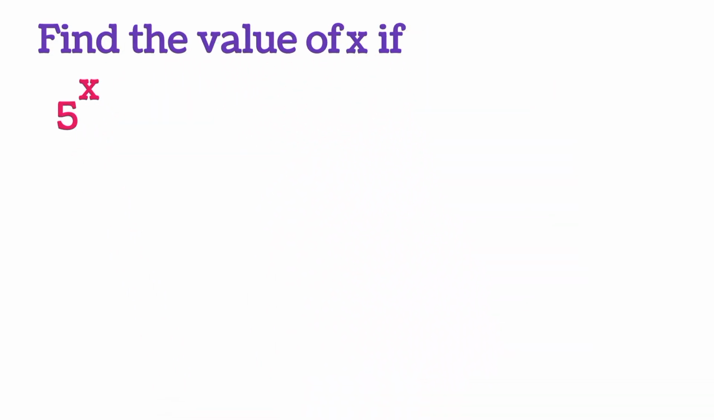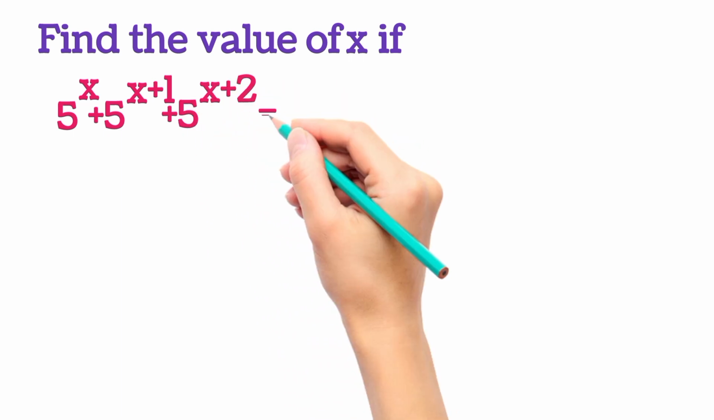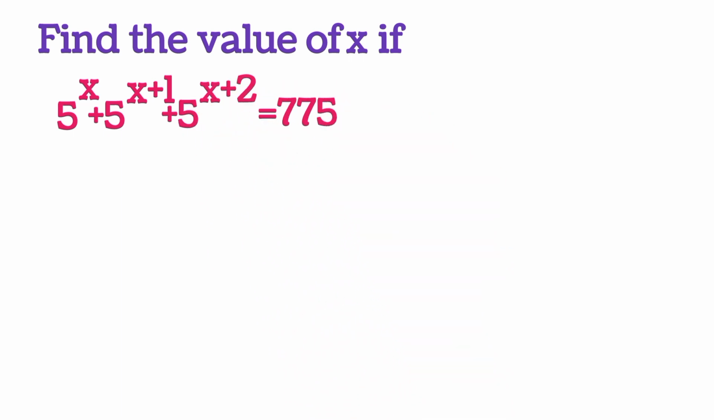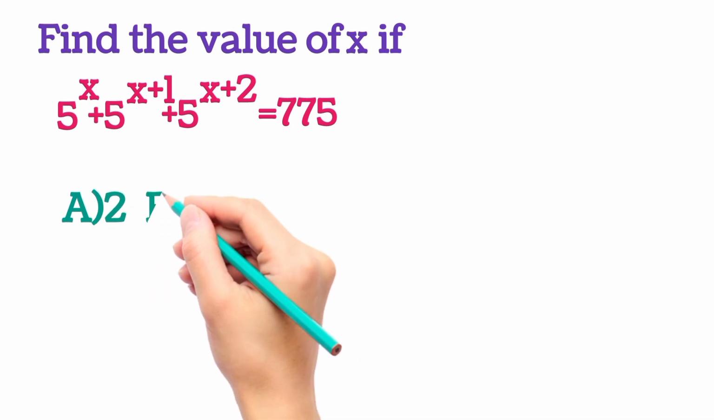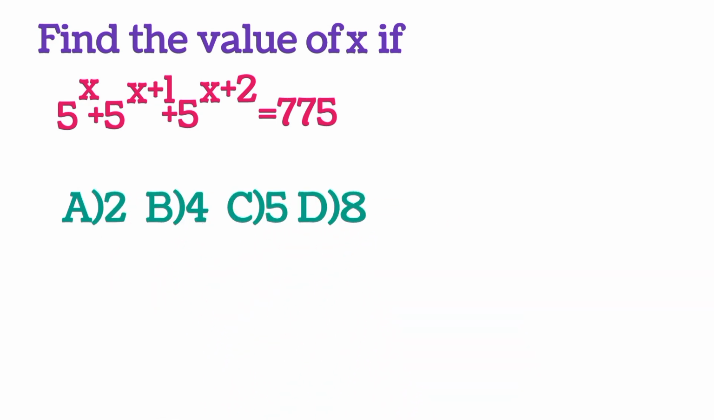So here is a question in which it's given 5 to the power x plus 5 to the power x plus 1 plus 5 to the power x plus 2 is equal to 775. And we have to find out the value of x. And the options are A 2, B 4, C 5 and D 8.